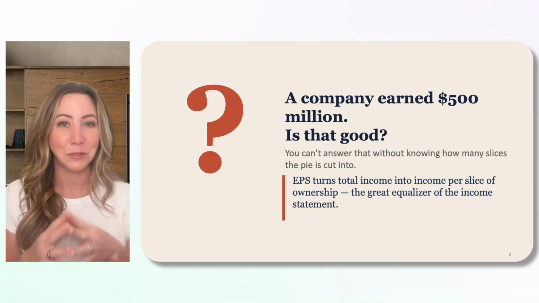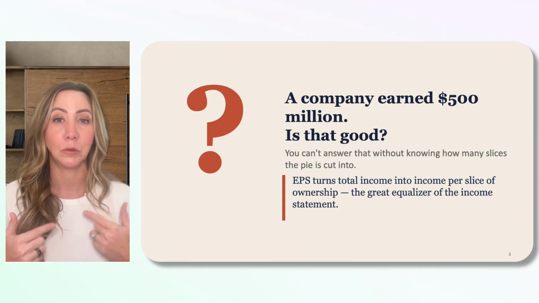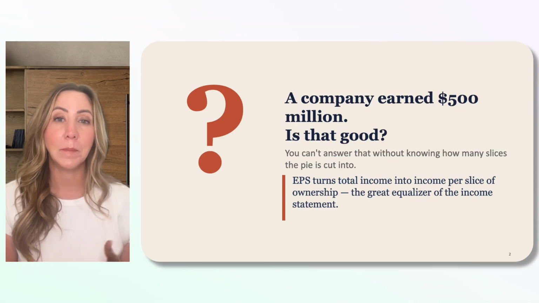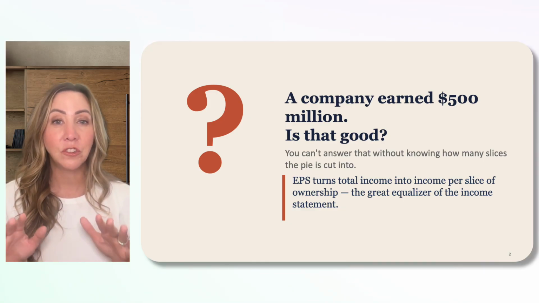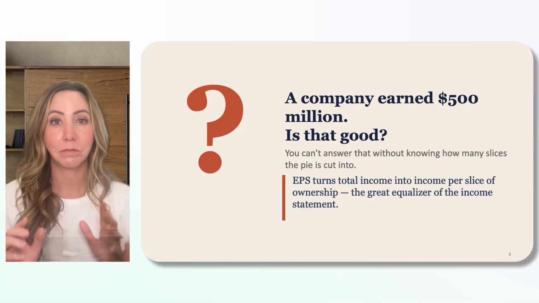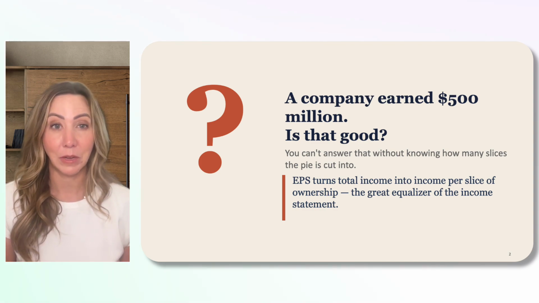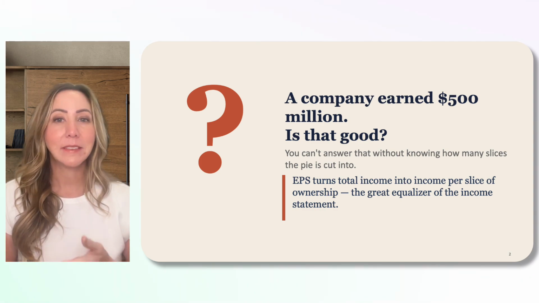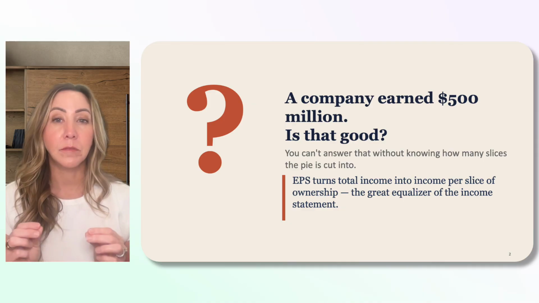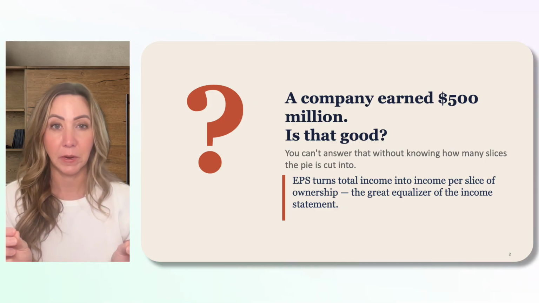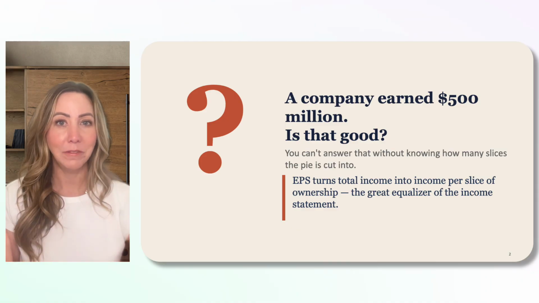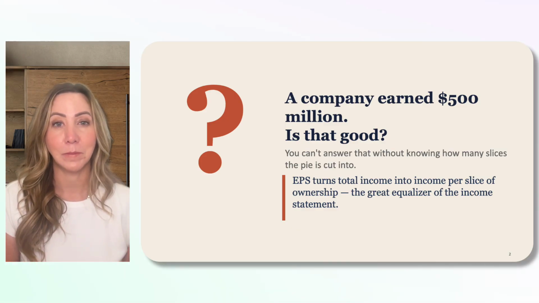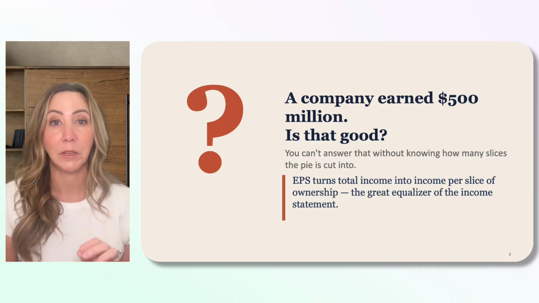But you can't really answer the question because you don't know how many other shareholders there are just like you. You don't know how many ways that pie gets sliced. If the company has 10 million shares outstanding, each share's slice of the earnings is $50. Phenomenal. If it has 5 billion shares outstanding, each slice is only a dime. That's the entire point of earnings per share. It converts total income, which is impossible to compare across companies, into income per slice of ownership, which is comparable everywhere. It's the great equalizer of the income statement, and it's the denominator of the most quoted valuation metric on earth, the price to earnings ratio.